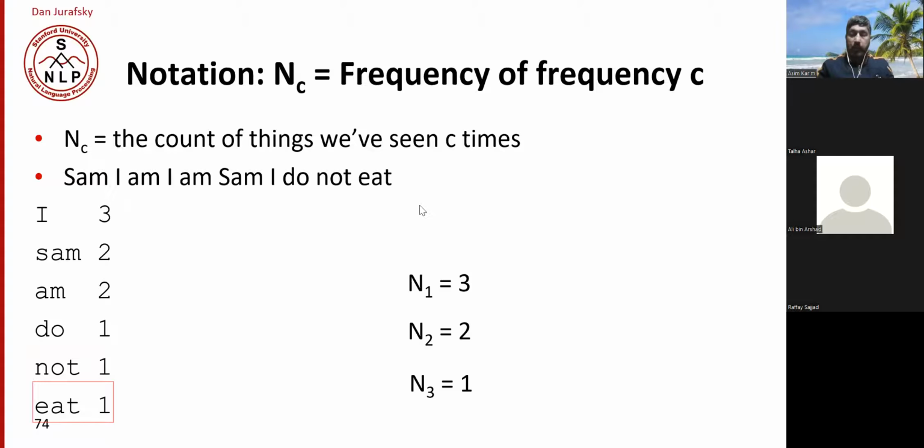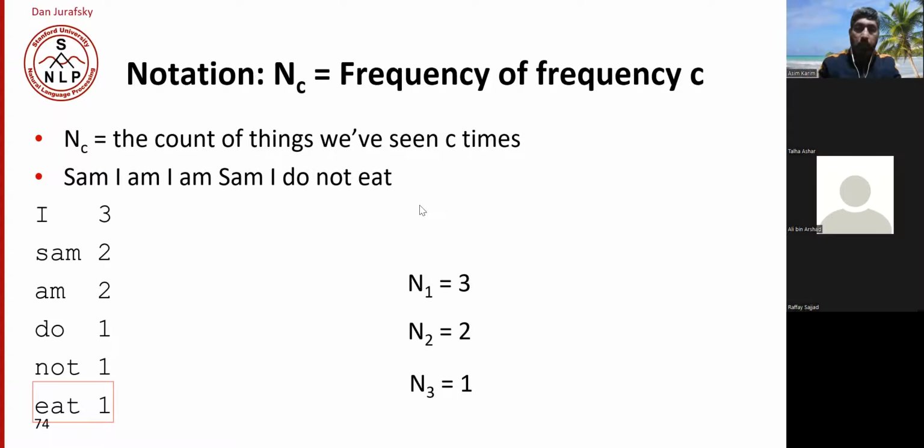So in other words, there are 3 things that occur once, there are 2 things that occur twice, and there is 1 thing that occurs 3 times. Okay? So if we use this notation, what would N3 be? C is equal to 3. N3 is the number of things that occur 3 times. So how many things or events occurred 3 times? Just the word I. So N3 would be 1.